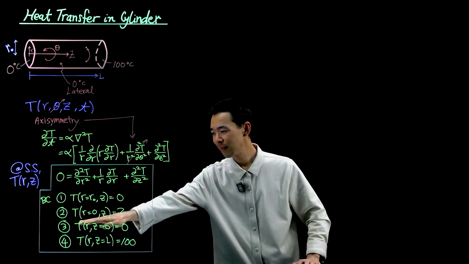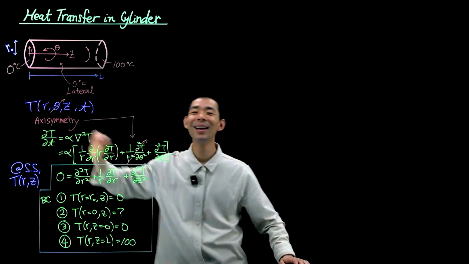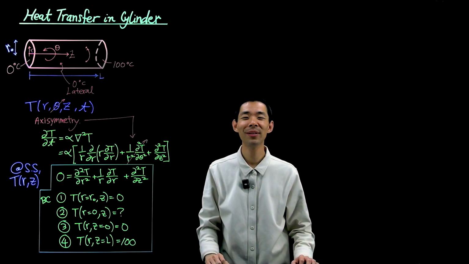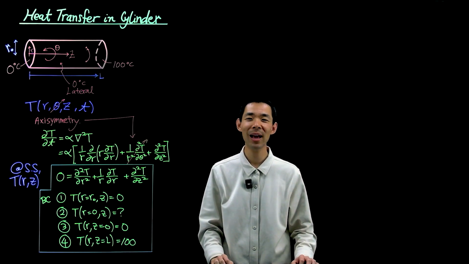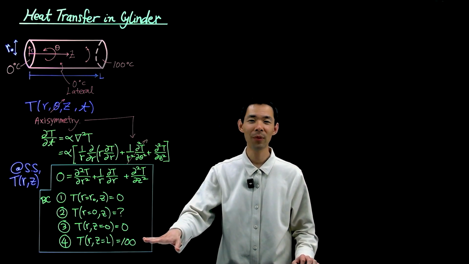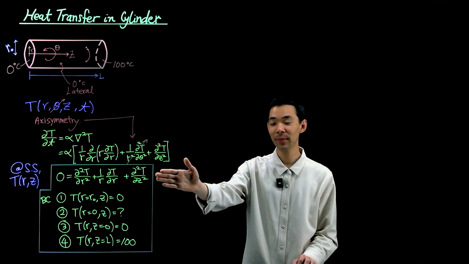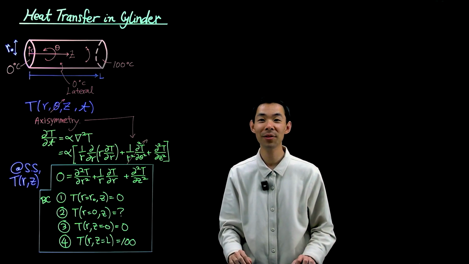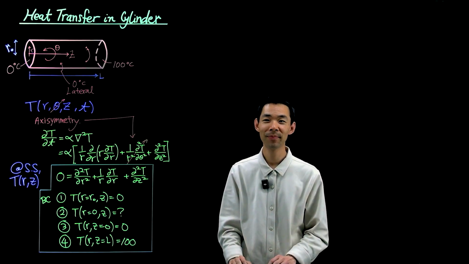Let's move on. Boundary condition number 3, which says that the left-hand surface at z equal to 0, it's set to an ice bath at 0 temperature, and on the right-hand side at z equal to L, it's set to a boiling hot water bath at a temperature of 100. So this is the governing equation and 4 boundary conditions that we would like to solve. This is a well-posed boundary value problem.